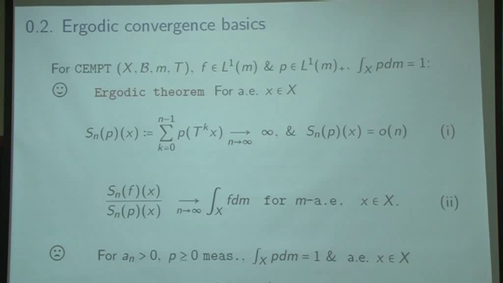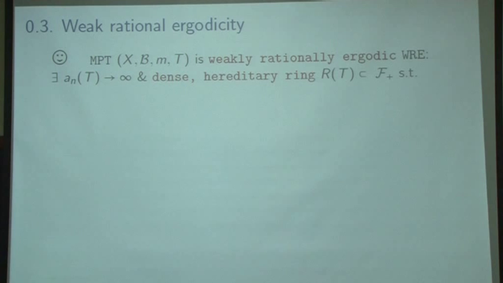One of these is something called weak rational ergodicity. There should be some normalizing constants, and there should be a dense hereditary ring. Ring means that it's closed under unions. Hereditary means that if you take subsets of sets that are in there, they're also in there, so it's closed downwards. And you want it to be dense. Without being dense, the collection of null sets would be a hereditary ring. But we want it to be dense, so you can approximate every set from inside by something in the ring. If you have a hereditary ring with nice properties, then these properties will be invariant under isomorphism.